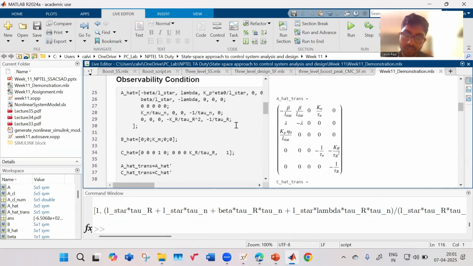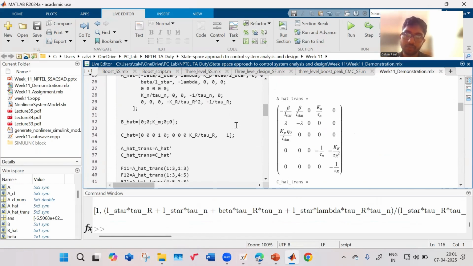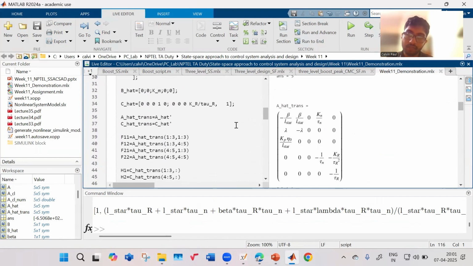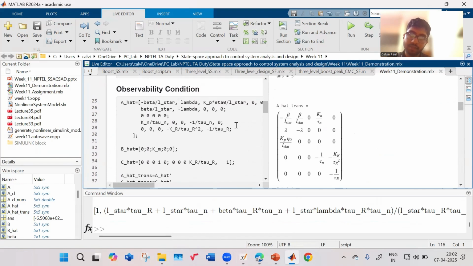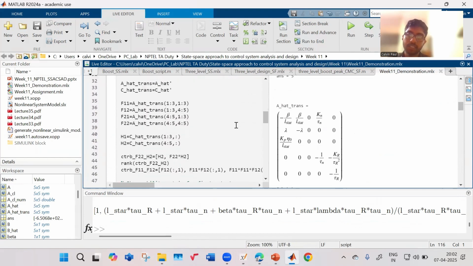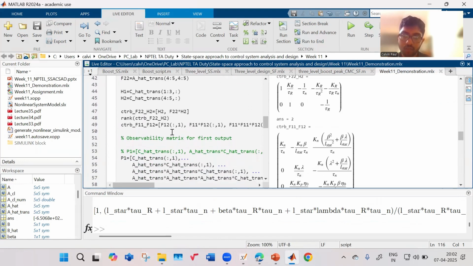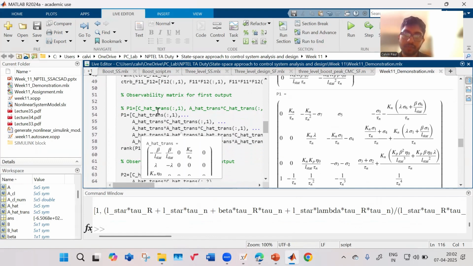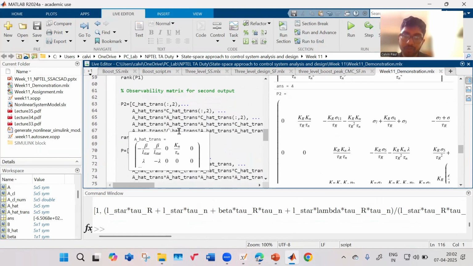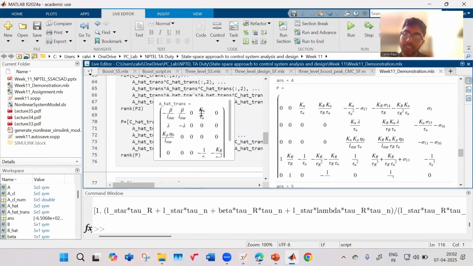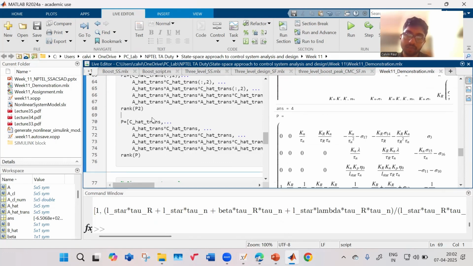The observability condition was derived, and we found the transpose, and there are different ways. Because we use the duality principle, where we can find observability by finding the controllability of A transpose, C transpose, right? We did a partitioning of the system, and then we found the controllability. And then we found the observability matrix for the first output and the observability matrix for the second output. We found their ranks are 4, that is, they are rank deficient. So they are not full rank, so it is not completely observable.